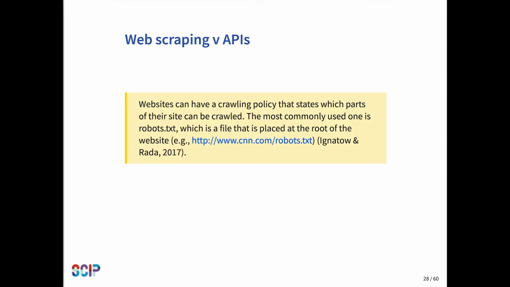So websites tend to have a crawling policy that states which parts of the site can be crawled. Generally, and as you can see from this URL here, many sites have a text file that sits in their root directory that has instructions that stipulate which parts of their site can be crawled for data, which can't, and also which crawlers can and cannot crawl their website.